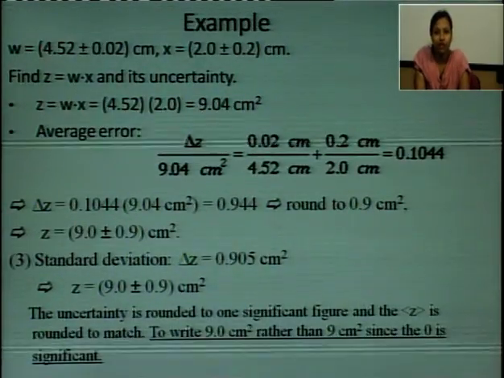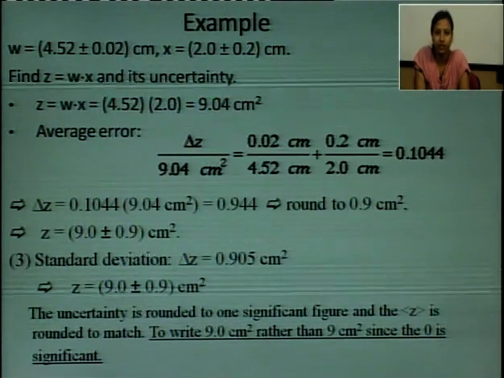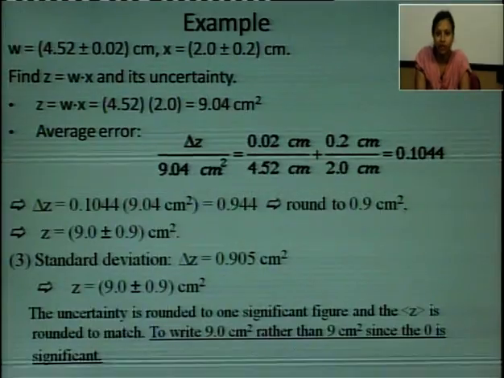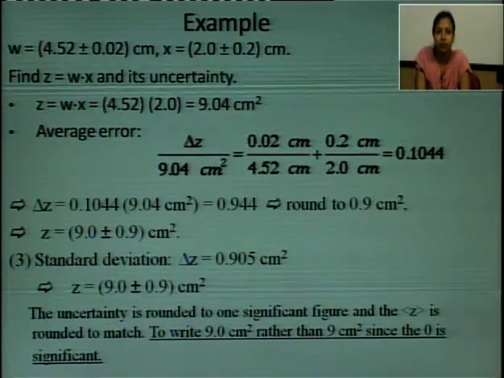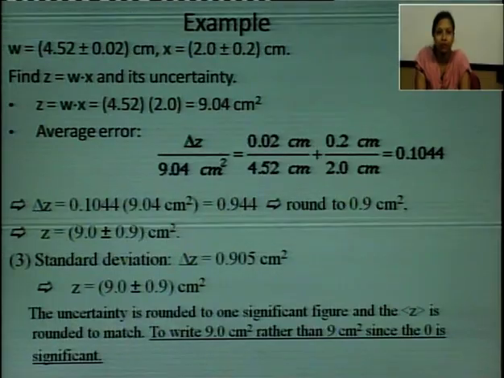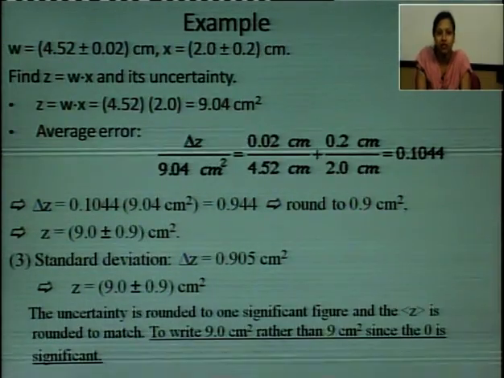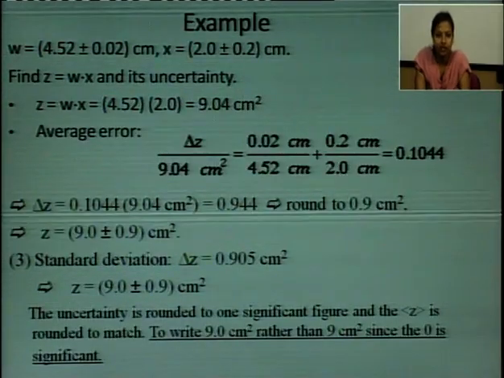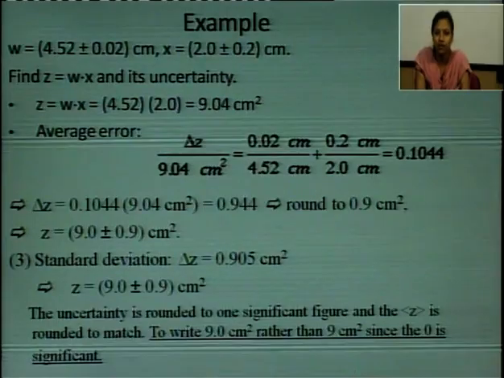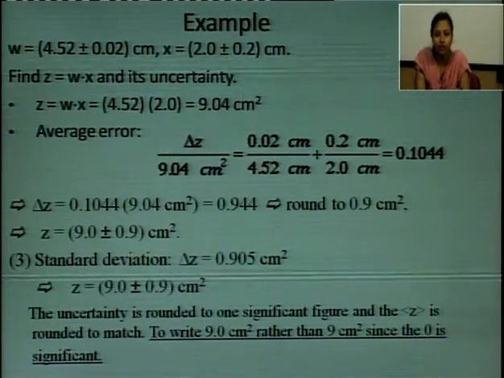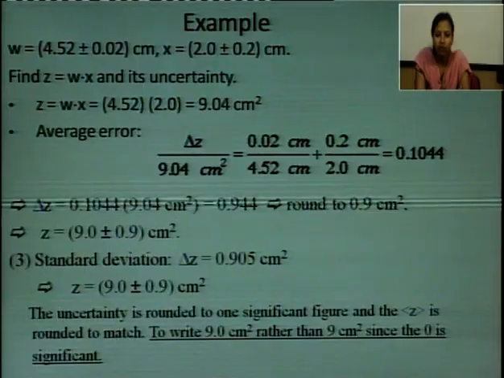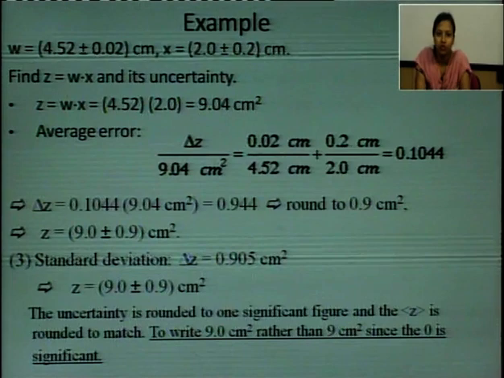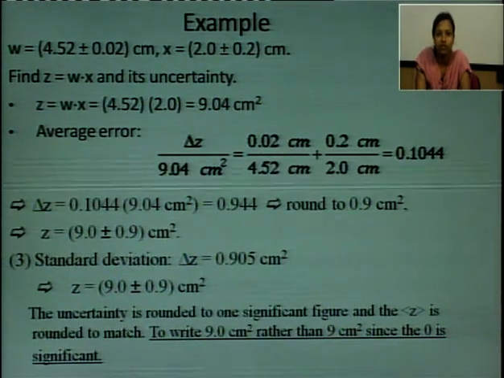Next one is an example related with this. So W is equal to 4.52 plus minus 0.02 centimeter, X is 2 plus minus 0.2 centimeter. Then find Z, Z is equal to W into X, and we need to calculate its uncertainty. So simply we can calculate Z is equal to W into X. W is 4.52 and X is 2, its central value. So Z is equal to 9.04 centimeter square.